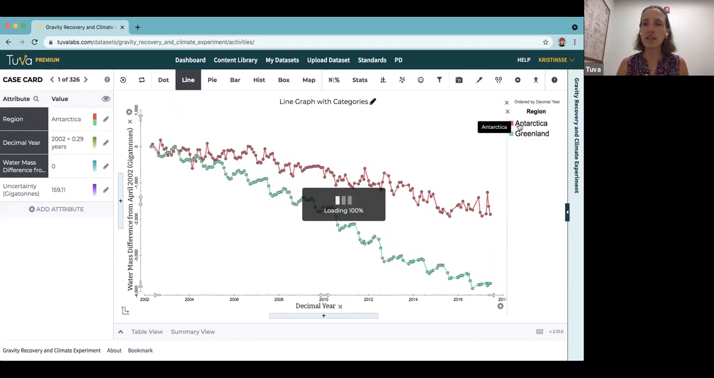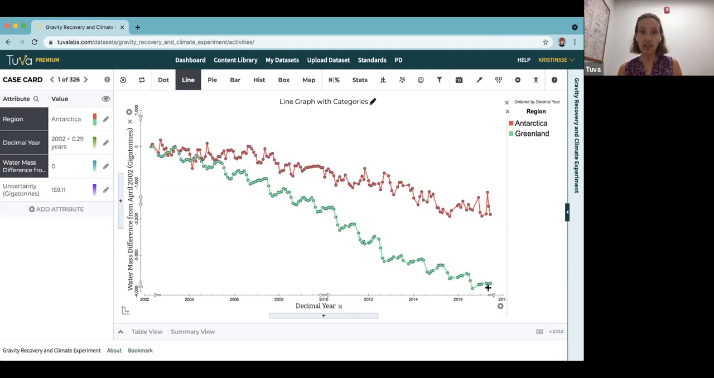So now we can get a sense of, our red line here is from the Antarctic region, and our green line here is from the Greenland ice sheet. Well, looking at the data, we can see that the amount of water mass in each of these ice sheets has decreased over that time scale. So that's interesting. What about that uncertainty question?